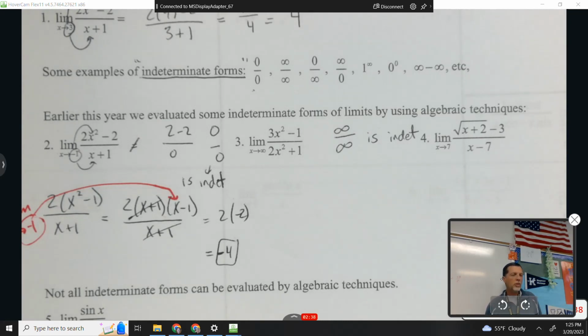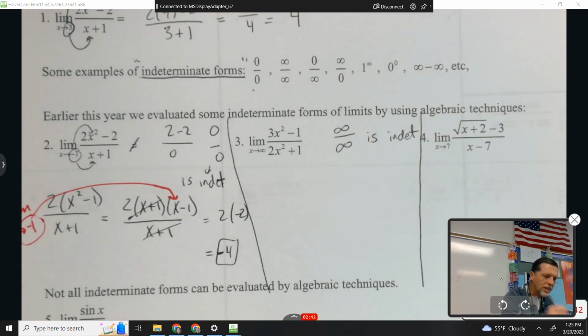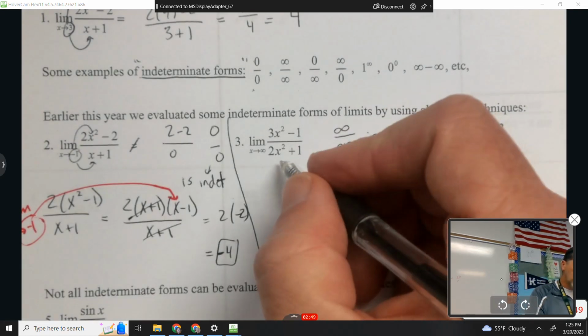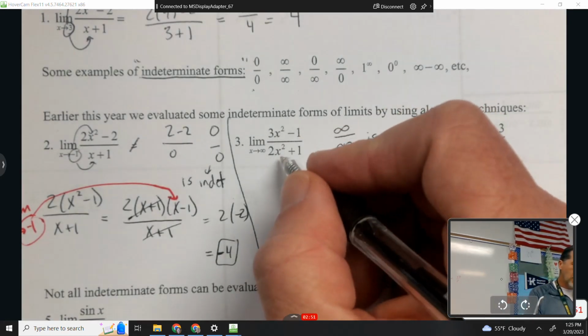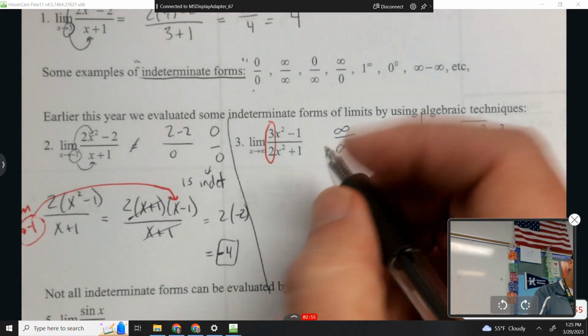Do you remember what we do on number 3? There's kind of a shortcut to that one. If the exponents are equal, you take the coefficients of the limit. If the exponents are equal, as this gets really big, then the only thing that matters are the 3 and the 2. And so this is 3/2.